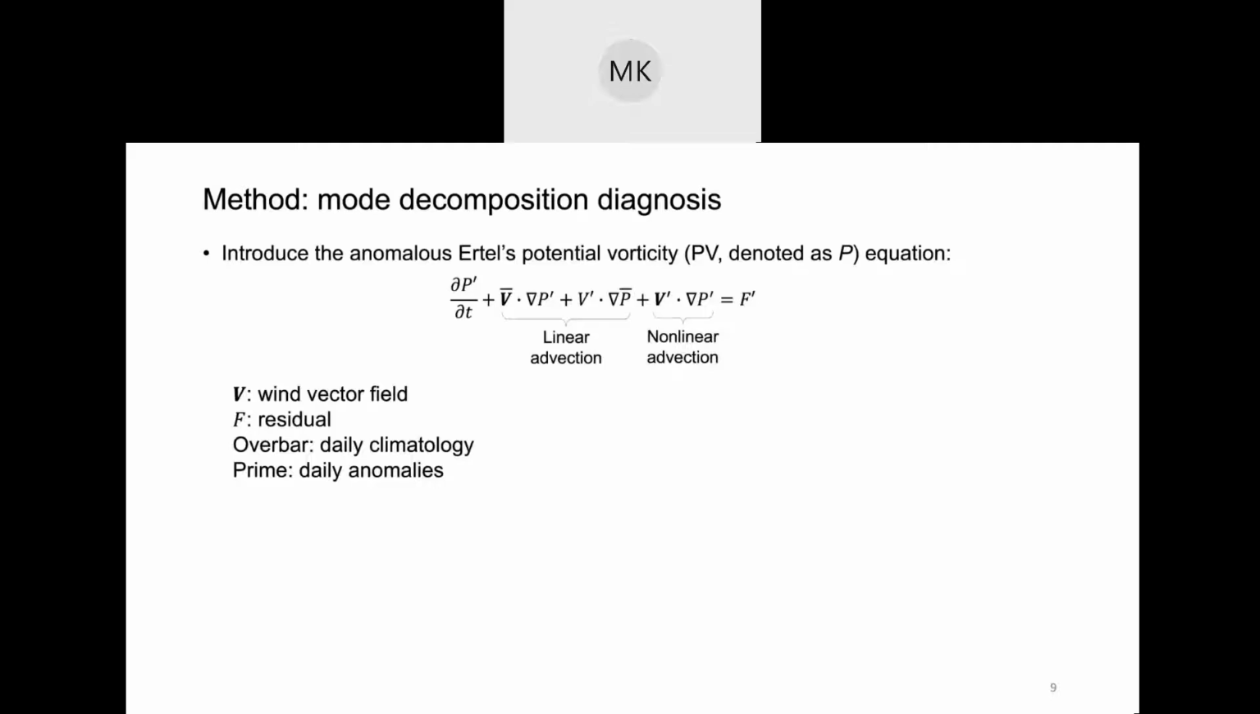First of all, we introduce the anomalies PV equation as shown here. P represents PV, and V is the wind vector field, and the overbar is the daily climatology, and the prime is the daily anomalies. Here, the first term shows the PV anomalies tendency, and the second and third terms show the linear PV advection term, which involves the interaction between one climatology and one daily anomaly. And the fourth term is the nonlinear PV flux term, which involves the interaction between two daily anomalies. And F prime is calculated as the residual.